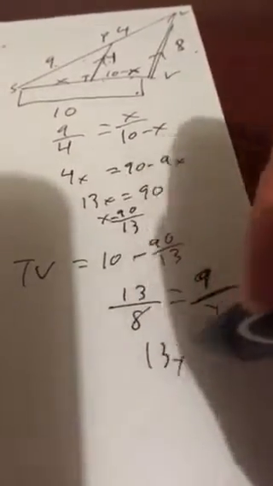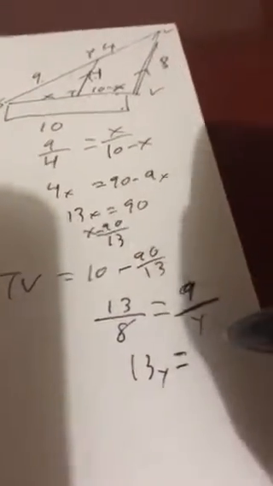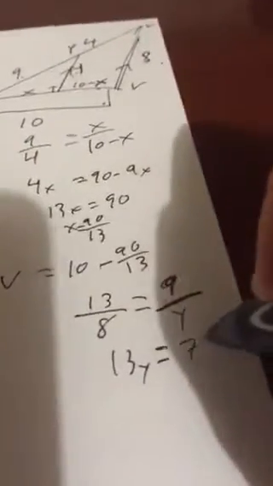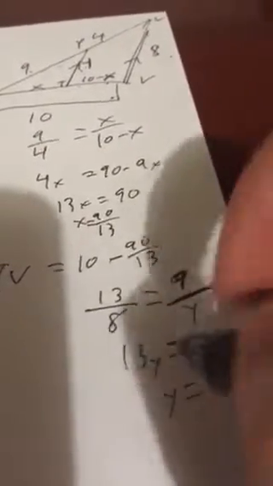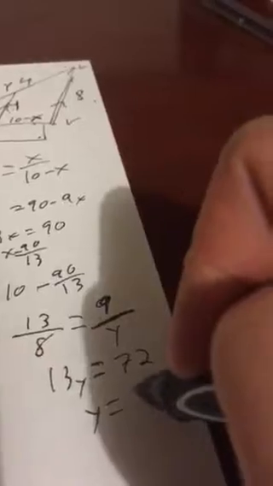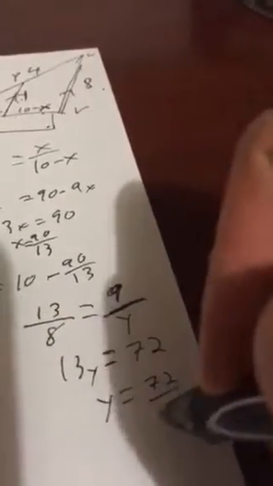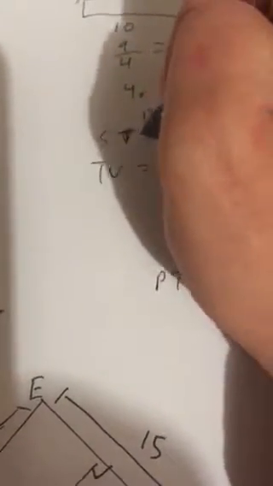I get 13y equals 9 times 8. 9 times 8 is 72. Y equals 72/13. Okay. So that's what PT equals. PT equals that. Then X was SV, ST. So that was number 8. Okay.